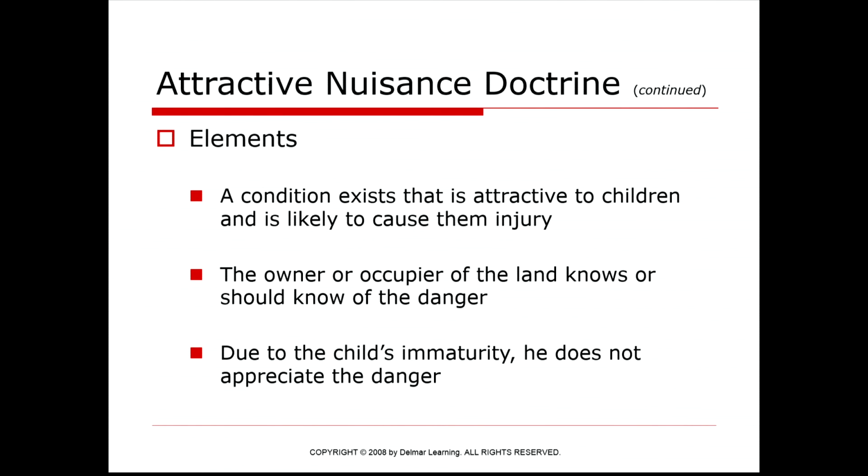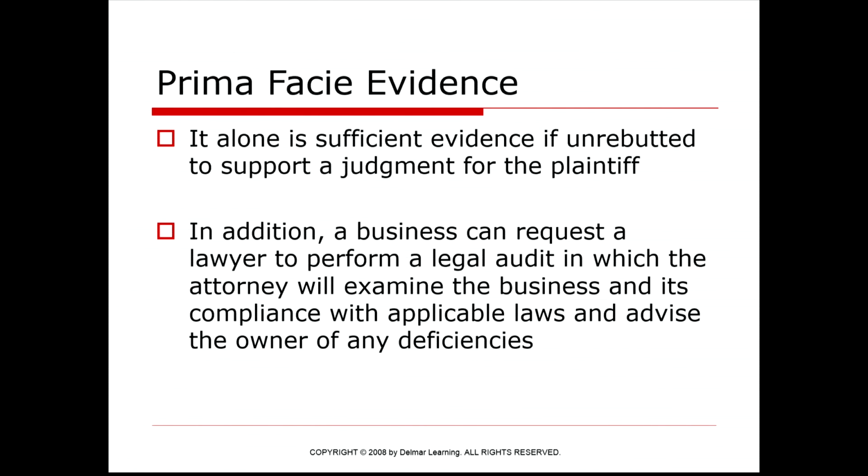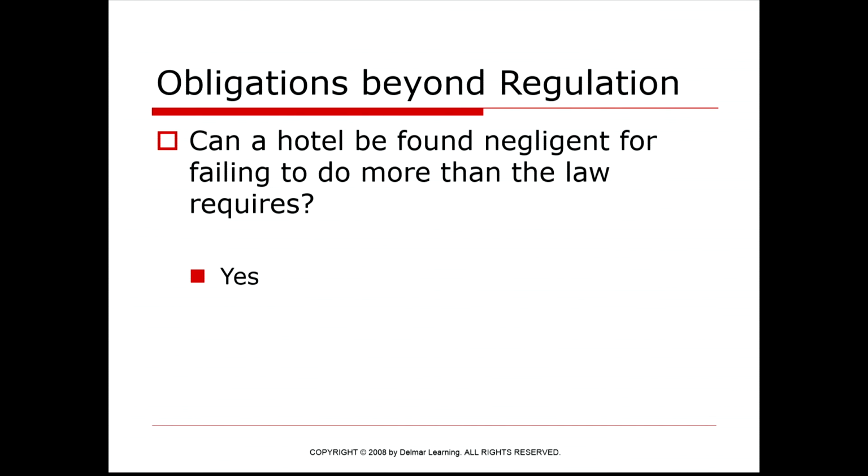And so what are the elements of this doctrine? A condition exists that is attractive to children and is likely to cause them injury. The owner or occupier of the land knows or should know of the danger, and due to the children's immaturity, they do not appreciate the danger. So, this is very, very important. Always keep that in mind.